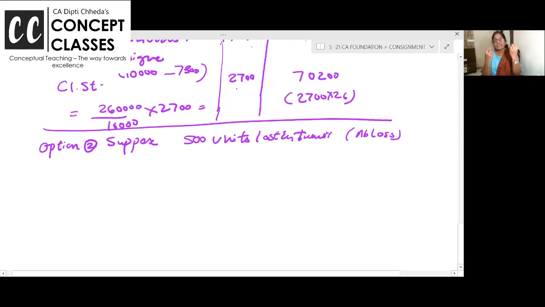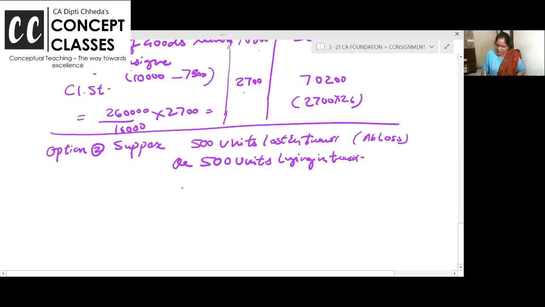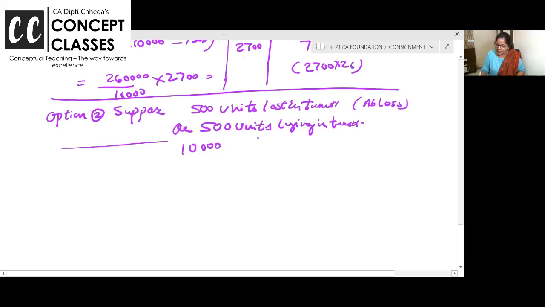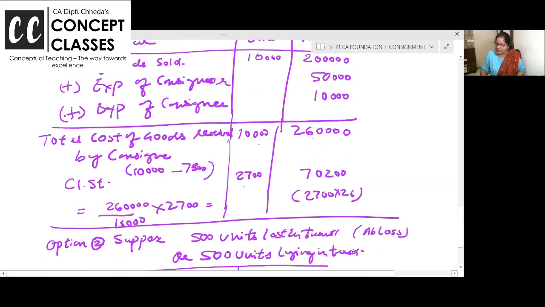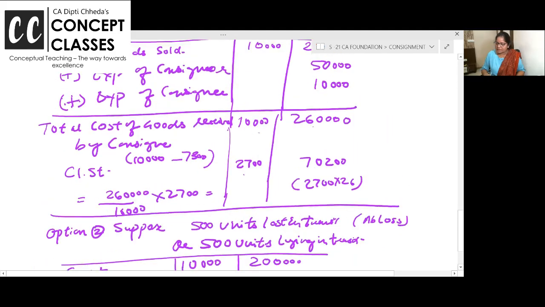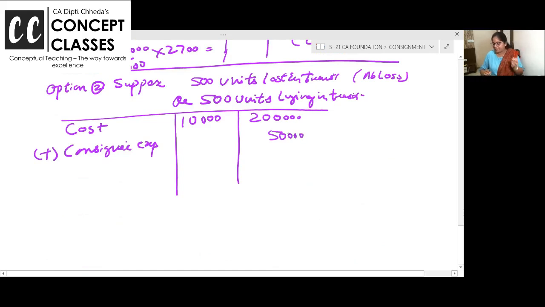If 500 units are lost in transit, or if 500 units are lying in transit, with the transporter, not yet reached the consignee's godown, then can I do like this? The cost of 10,000 units is 260. Sorry, let me work it out again. I will make the table again. 10,000 units at 2 lakh, I have sent you, cost plus consignor's expense 50,000 total. All of you do with me.